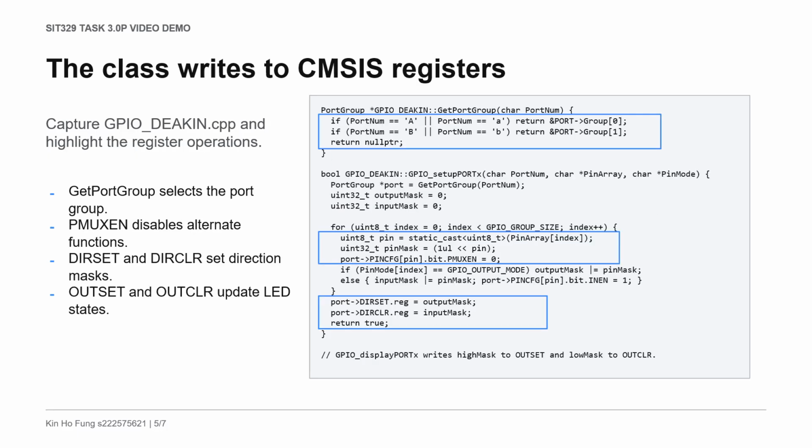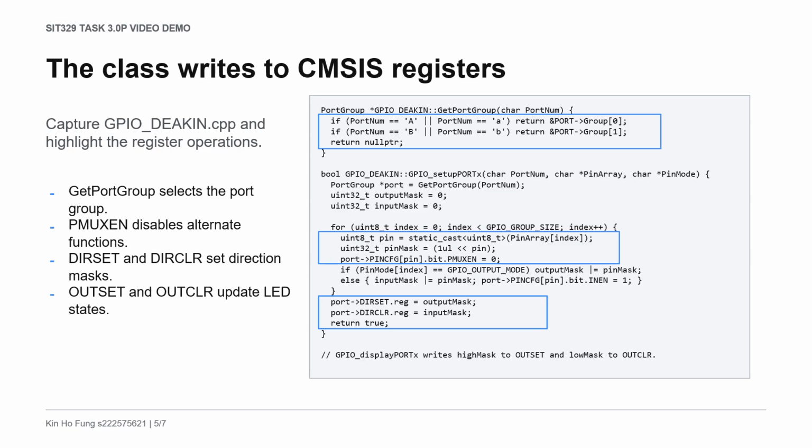This slide explains GPIO-Daemon.cpp, where the direct register access happens. The first highlighted block shows GetPortGroup. If the port is A, it returns port group 0. If the port is B, it returns port group 1. Inside GPIO setup port X, the code loops through the 6 display pins and builds a bitmask.